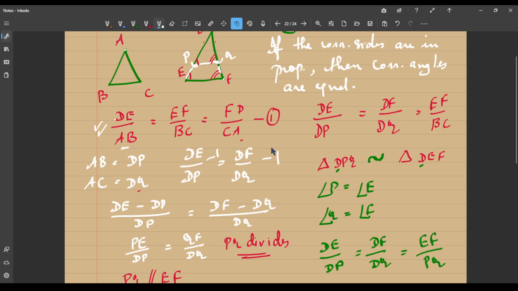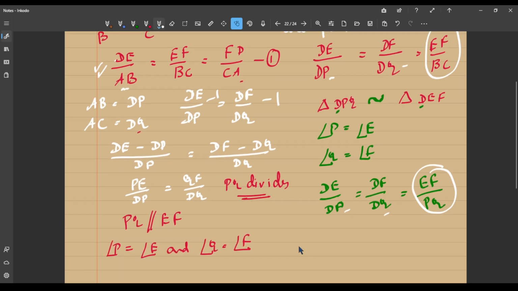But look at these two ratios now. This is EF by PQ. All the rest are the same here and here, both are same. Just that these two things differ a little. EF by BC and EF by PQ have to be equal, isn't it? Because all the rest are equal. So we have EF by BC is equal to EF by PQ. So what does this imply? If you cross multiply, you will get BC is equal to PQ, right?